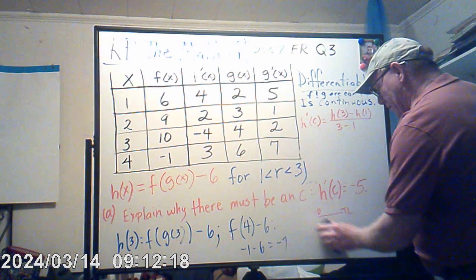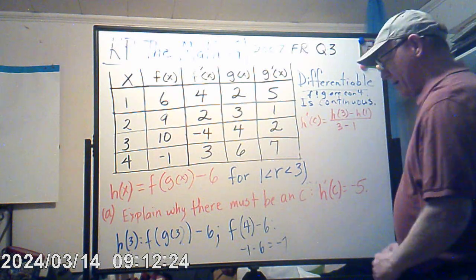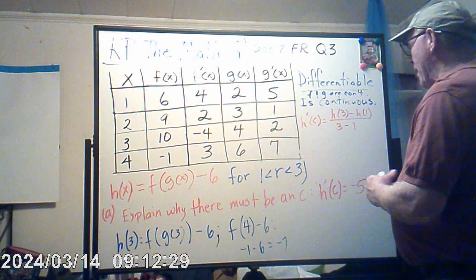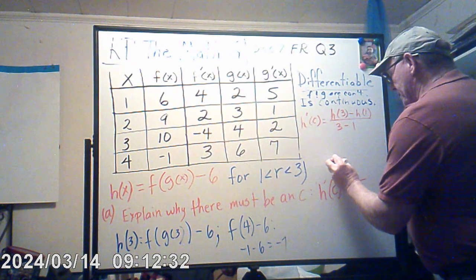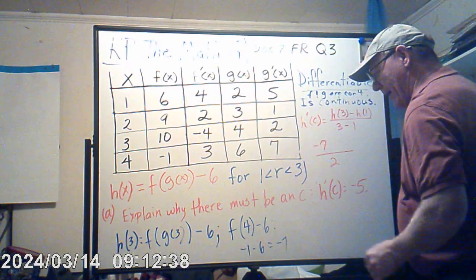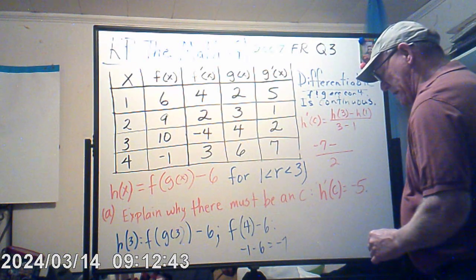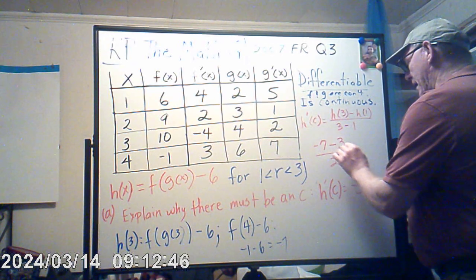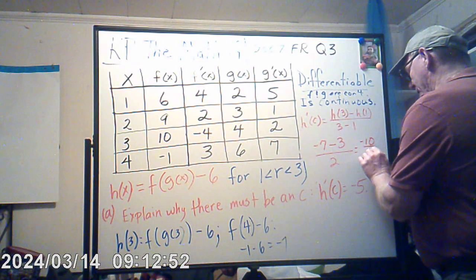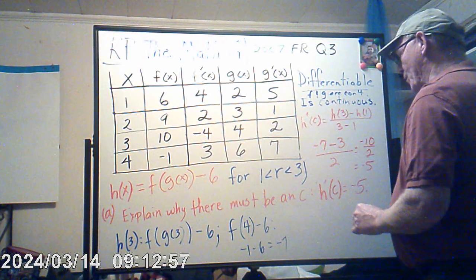So we're saying that this had better be equal to -5. We know that 3 minus 1 is 2, and h at 3 is -7, I believe we found that to be, and h at 1 was 3. So -7 minus 3 is -10, and -10 over 2 is -5, and that's what you want to say.